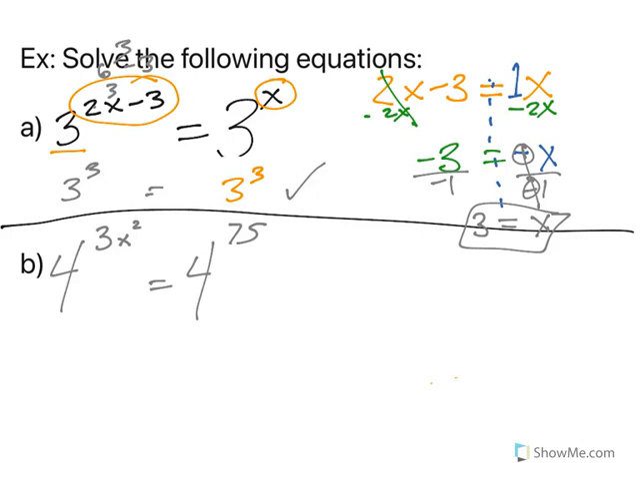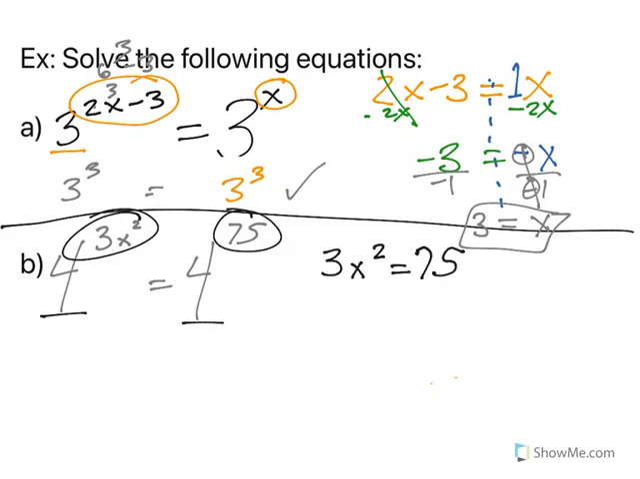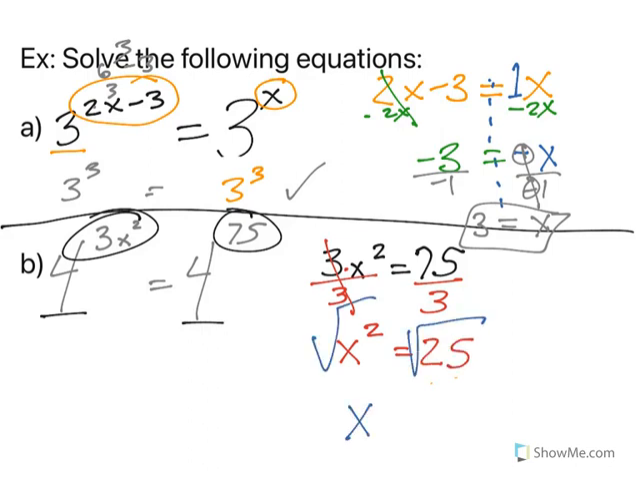Okay, let's do letter B. 4 to the 3x squared equals 4 to the 75th. Okay, bases are the same, so I can take the exponents and set them equal. 3x squared equals 75. To solve, we have to isolate the x. So we're going to divide by 3 because 3 touching a variable means multiplication. 3 divided by 3 is 1, so I just have x squared. 75 divided by 3 is 25. Now, when I take the square root of both sides, I get x equals 5 or x equals negative 5.